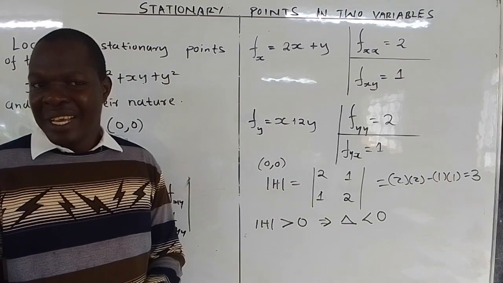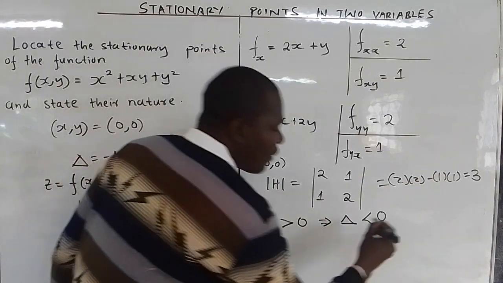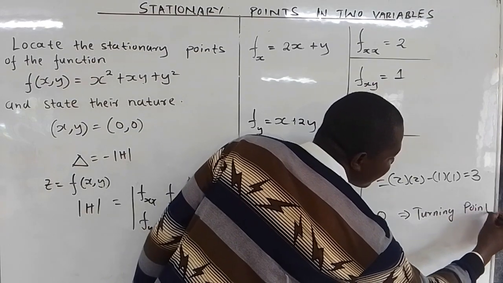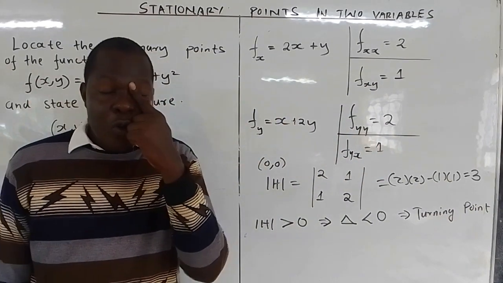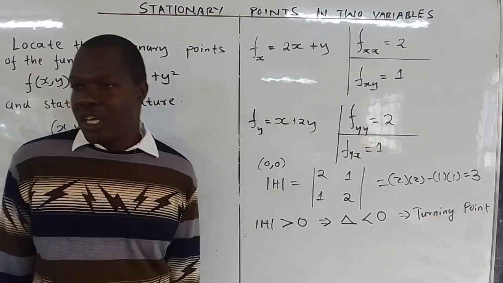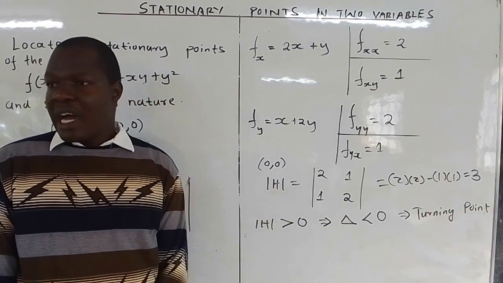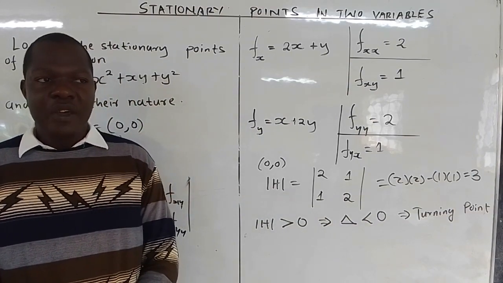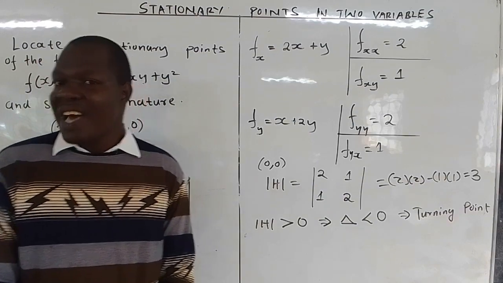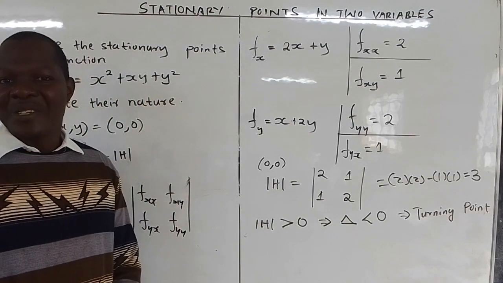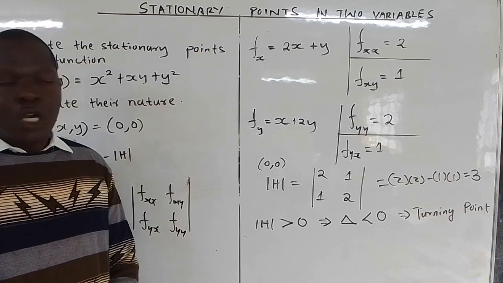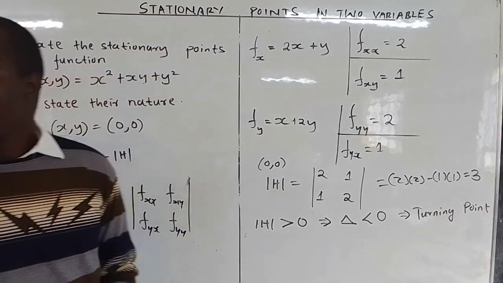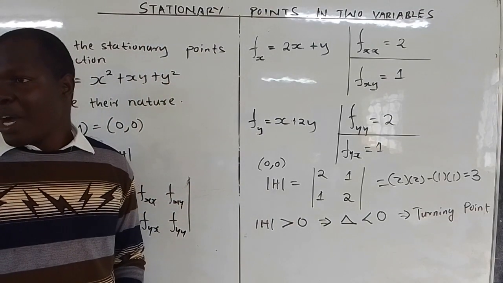Are you seeing that? So when the discriminant is less than 0, then automatically that is a turning point. Or when the determinant of the Hessian matrix is greater than 0, then it is a turning point. Then when the discriminant is greater than 0, it is a saddle point. And the moment the discriminant is greater than 0, it implies that the determinant of the Hessian matrix was less than 0, isn't it? Are you seeing that? So from here, after you've identified that your point 0, 0 is a turning point, it is either a minimum point or a maximum point, isn't it?